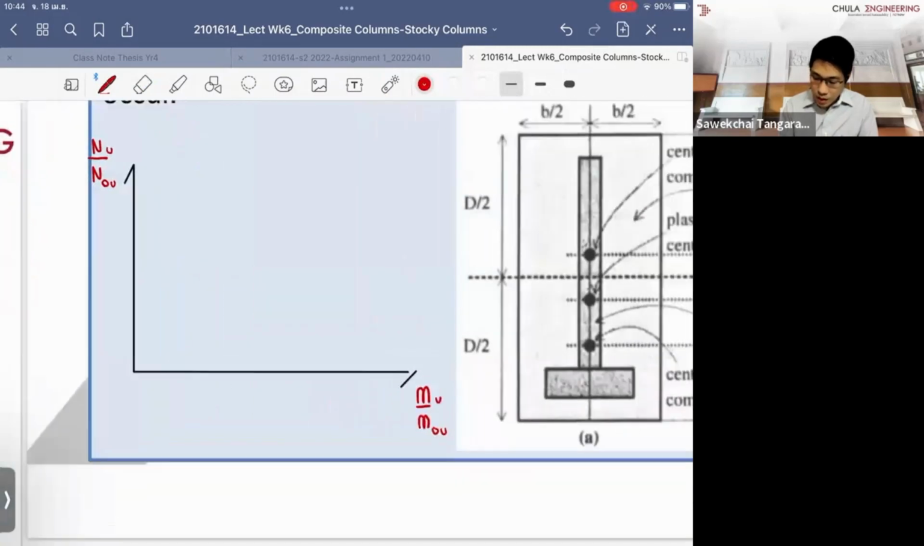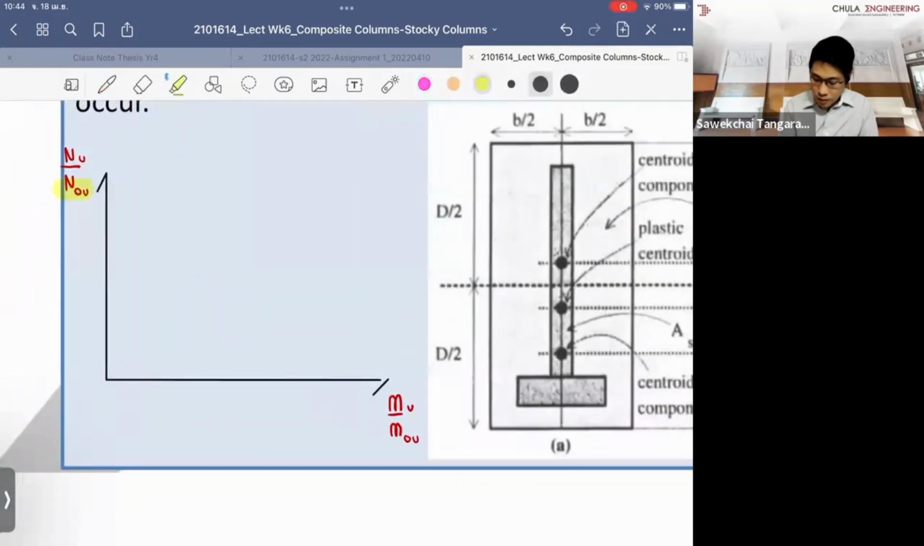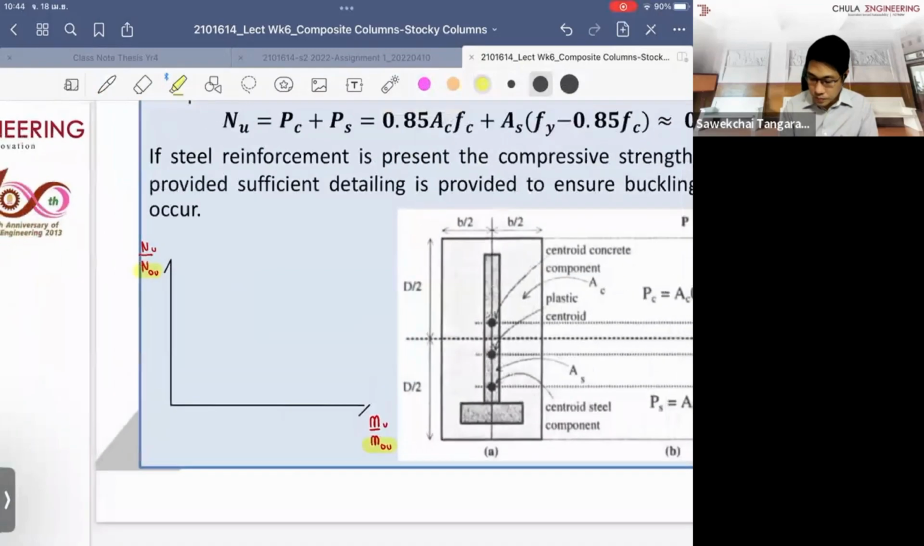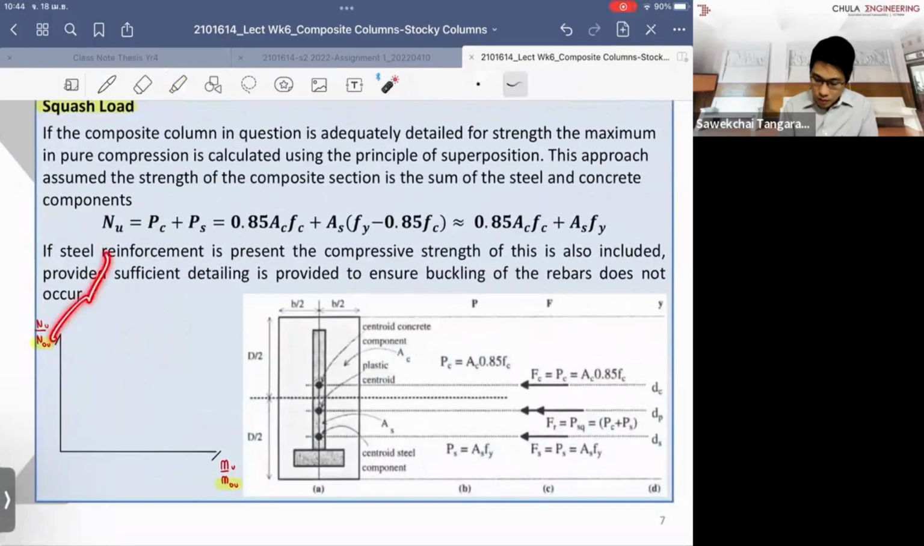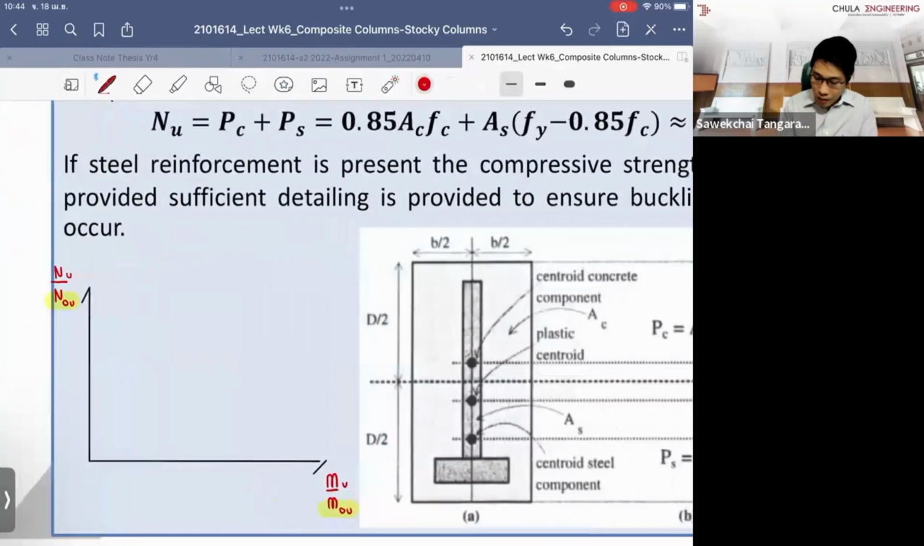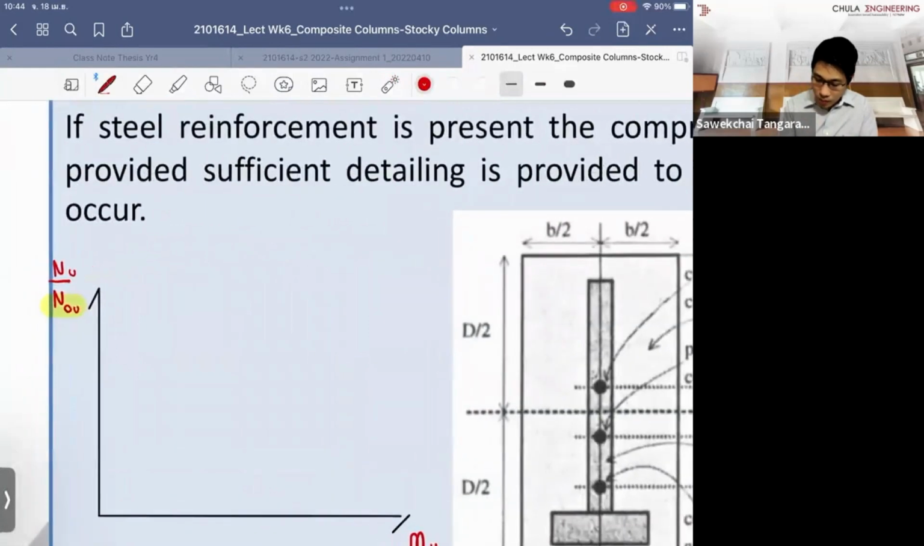So what is the meaning of the term at the bottom? This one we call the squash load. So it is the capacity of the column under the full compression force, so there is no bending at all. So within these diagrams, the squash load capacity that we find, we're looking at the point here.